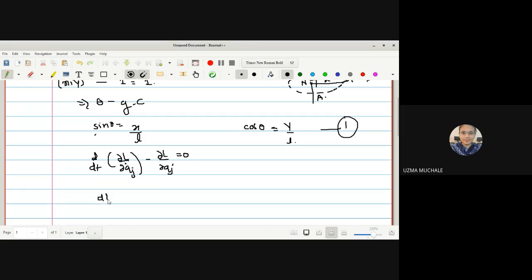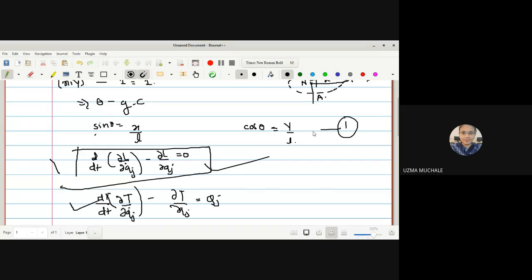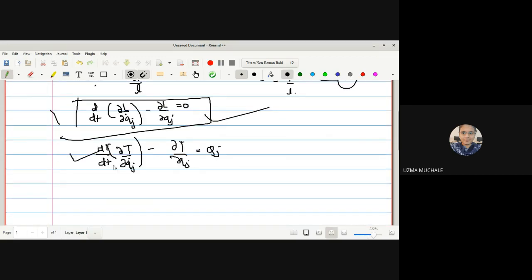The actual equation is d by dt of dou T by dou qj dot minus dou T by dou qj is equal to Qj. This is the actual equation, but this is the form in the case of a conservative system, okay? The forces acting are conservative, so we will assume a conservative system.